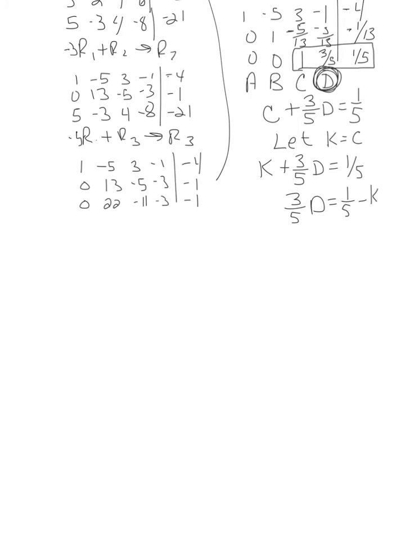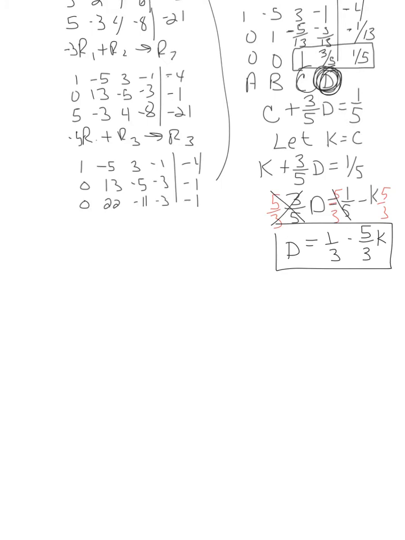Multiply everybody by 5/3. So we've got D equals 1/3 minus 5/3 K. Okay, got this. The D is done. Now I need to get C. Well, C's already done because we let it stand for K. So C equals K. Now I'm going to come up here and work on B.